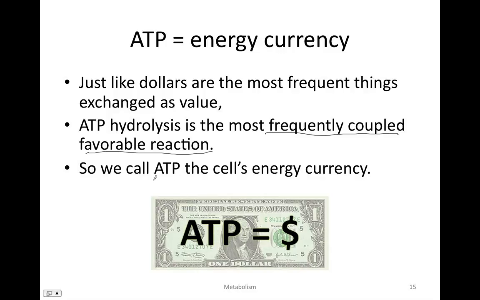ATP is recognized by a bunch of processes in the cell as the favorable thing, the thing that you can get some energy from by hydrolyzing it. So we call ATP the energy currency of the cell. It's like money.